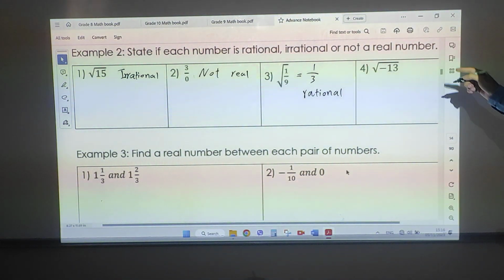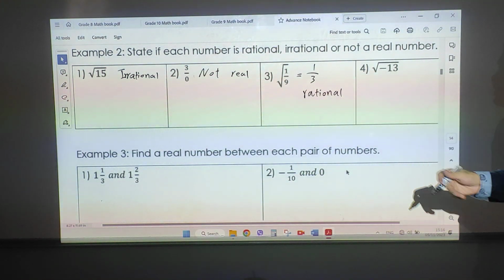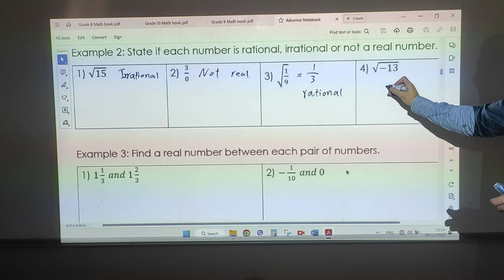And the last one, which you see, there is negative inside the square root. Whenever you see negative inside square root, directly you can say this is not real.